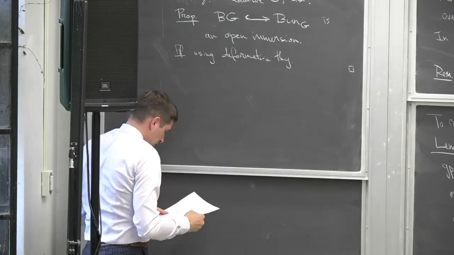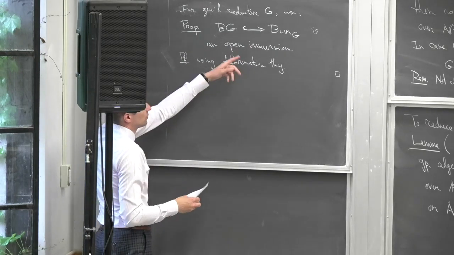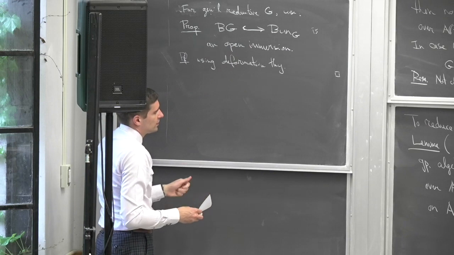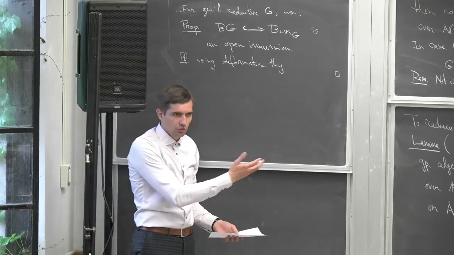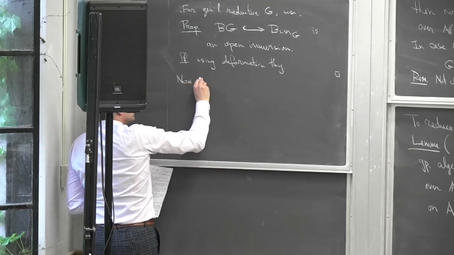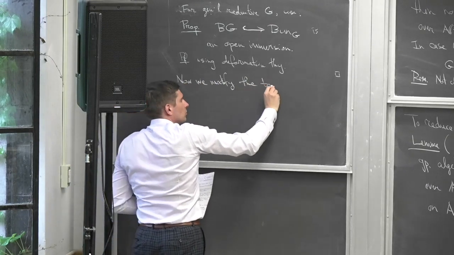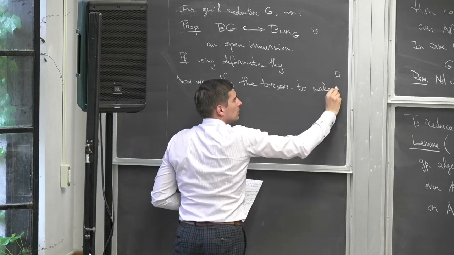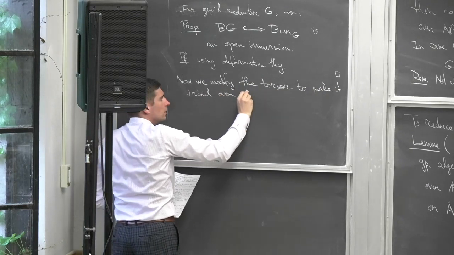And then there is, okay, so this will allow us to reduce to the residue field, except we need to make sure that on the residue field our torsor is actually constant, which need not be the case. So now we modify the torsor to make it trivial over the residue field.